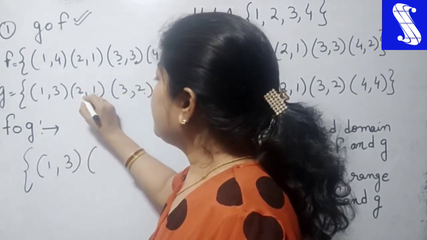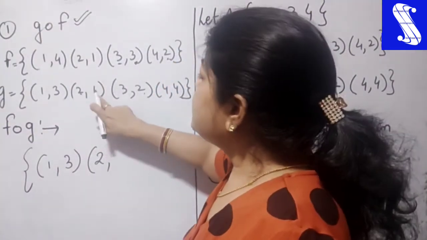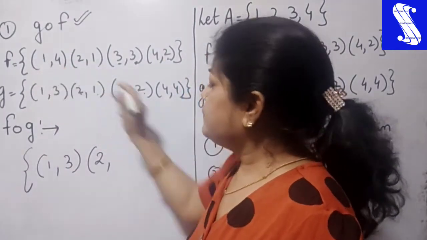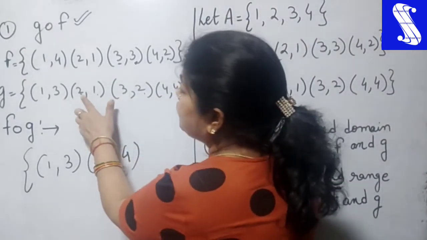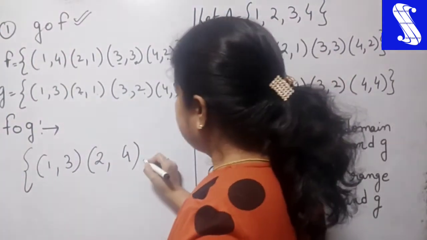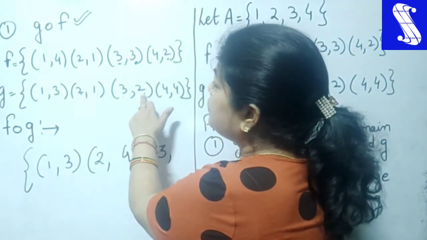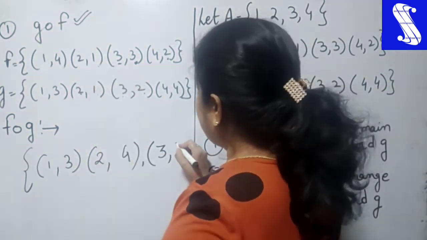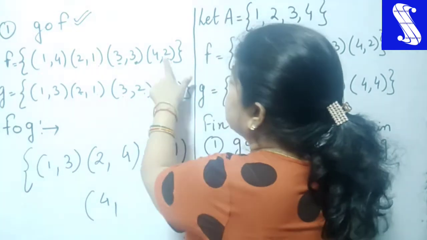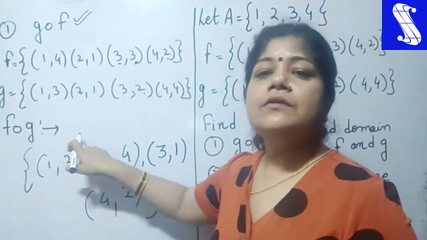Now next one. We have 2 over here in G. Its image is 1. Now we search for 1 in F. It has image 4. So we write (2, 4). Next one is 3. Its image is 2, and in F, 2 has image 1. Now next one, 4. Its image is 4, and in F, 4 has image 2. So this is the value of the function FOG.